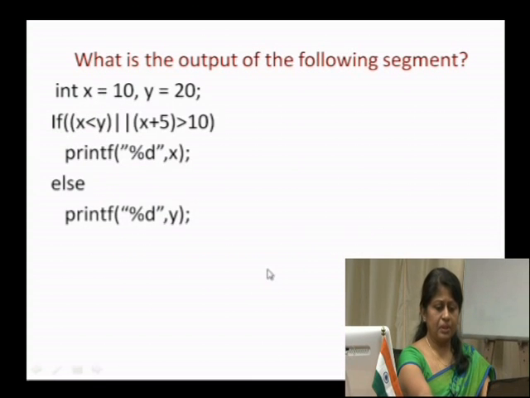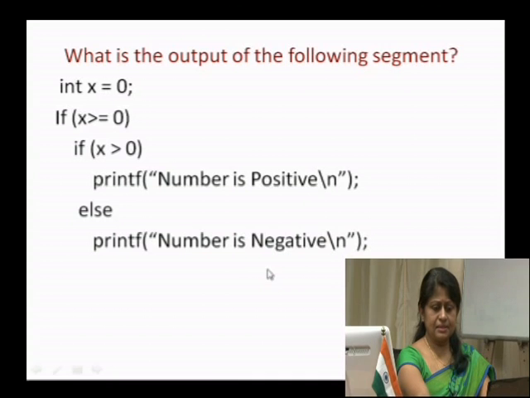Now look at this example. Could you guess the output of this segment? You have a variable x defined with a value 0, and you are checking the condition if x greater than or equal to 0. Then again you are checking the condition if x greater than 0. You have two parts over there, the if code and the else code. So what would be your final output?